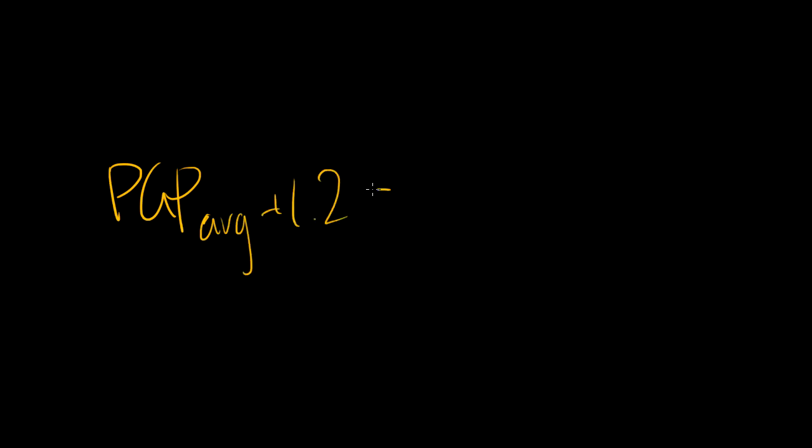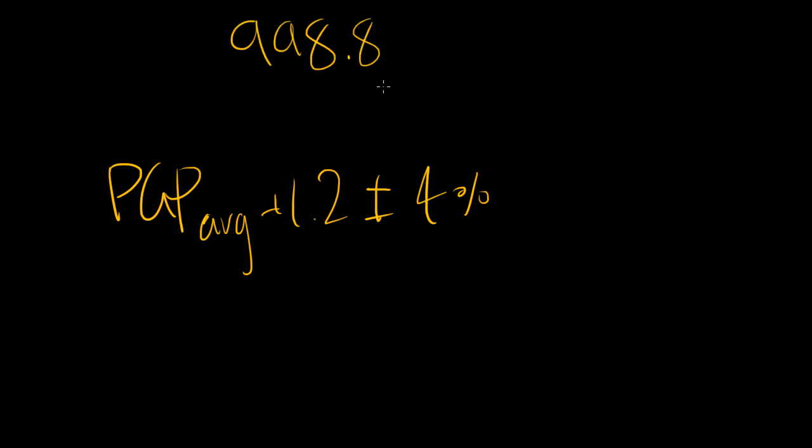So, what we were saying was parents' average GP plus 1.2 plus or minus 4%. Okay, so let's use some more example GPs here. Let's say that the average GP of two horses is 998.8. Both parents have this GP.